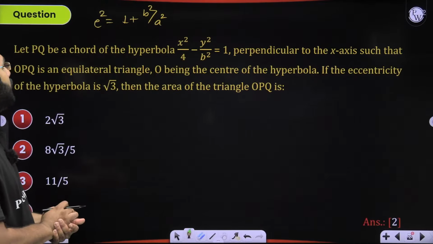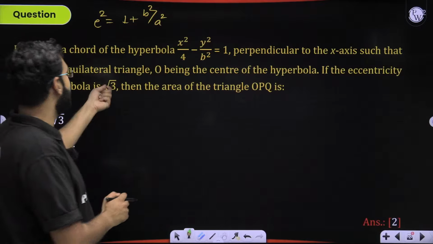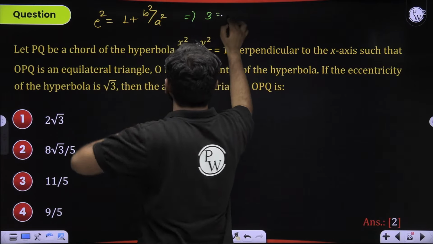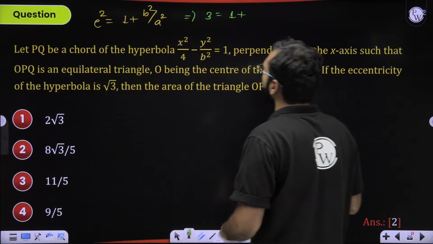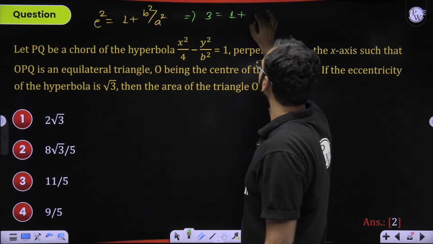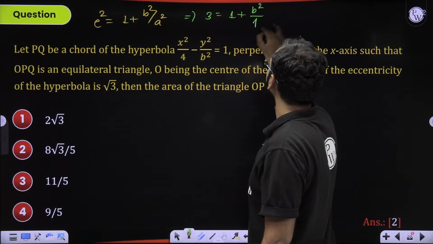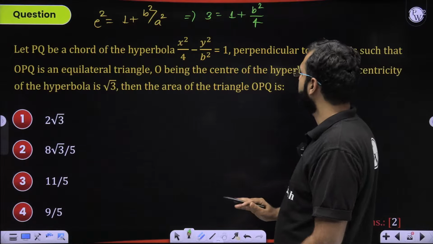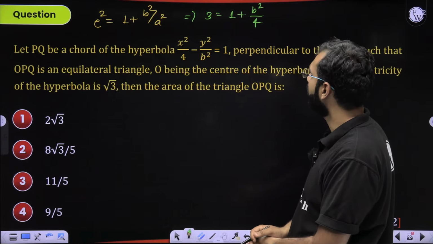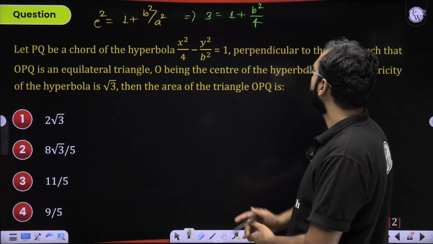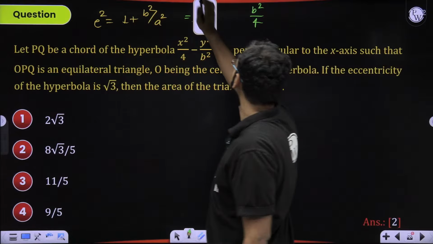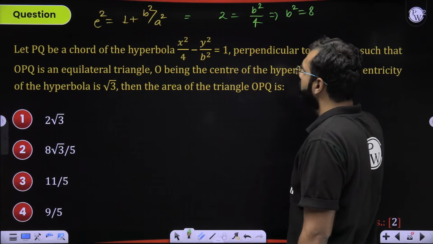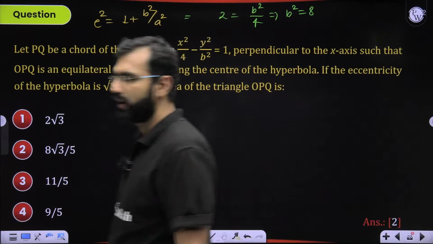So with this in mind, what are we given in this question? The hyperbola has eccentricity root 3. So root 3 squared, that is 3, should be equal to 1 plus b square by a square. A square is 4. Correct me if I'm wrong. Whatever we have done so far, 1 plus b square by a square. So 3 minus 1 is 2, and b square we receive as 8. I'll keep it with me.